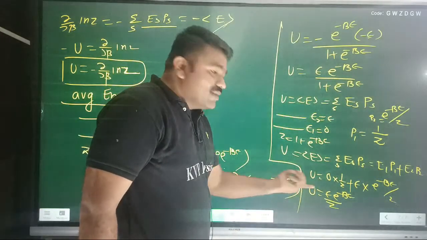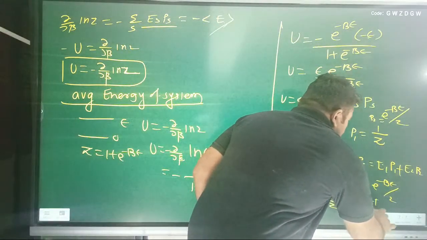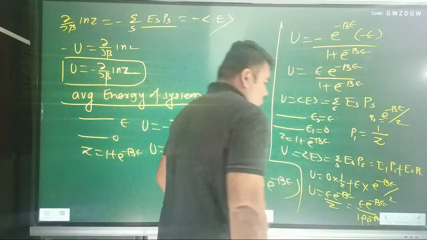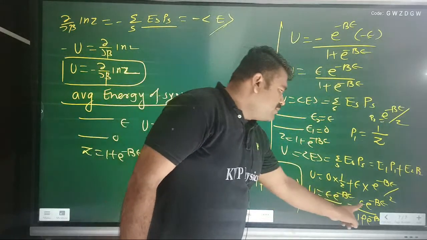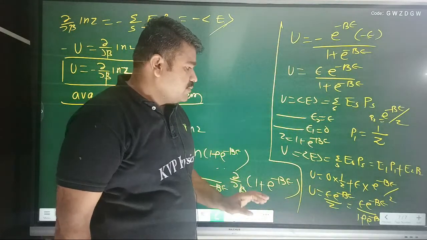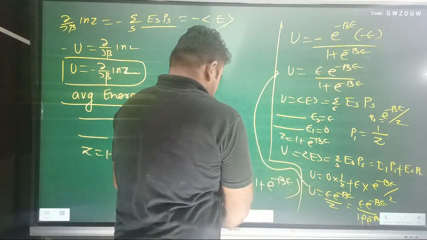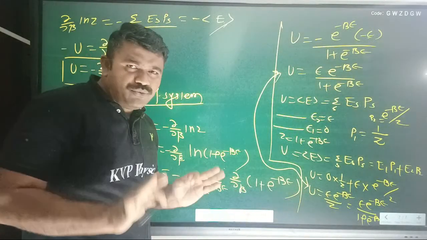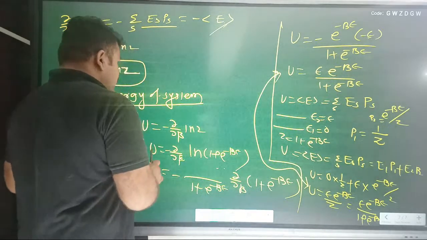But do we know what the value of Z is? Z is nothing but 1 plus e to the power minus beta epsilon. Already we can solve this, with 1 plus e to the power minus beta epsilon, means U is equal to epsilon e to the power minus beta epsilon upon this. We are getting the same answer or a different answer? We are getting the same answer. As you wish, we can choose this formula or this one. Which one? Means as you wish.